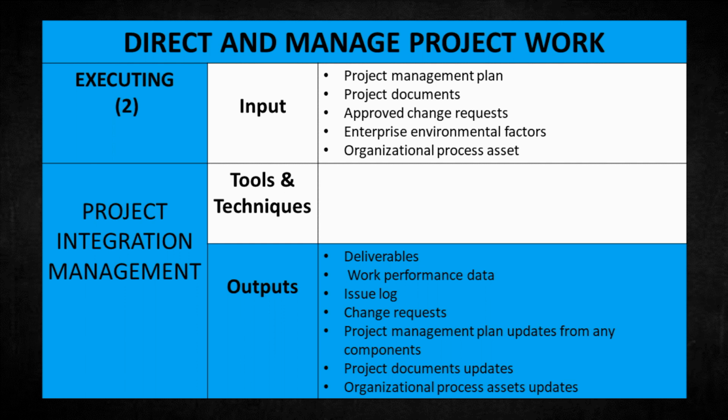becomes the output. Project documents: change log, lessons learned register, milestone list, project communications, project schedule, requirements traceability matrix, risk register, risk report. Like I mentioned, during execution phase you will notice all needed changes and modifications. Need to know the risks, whether threats or opportunities, and the progress of the project. Approved change requests. Enterprise environmental factors.